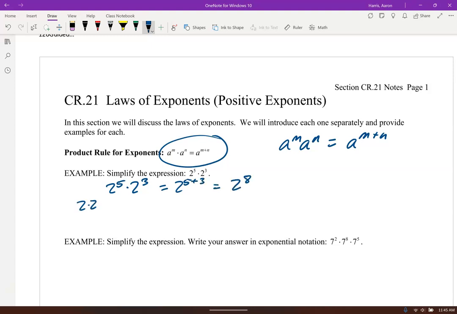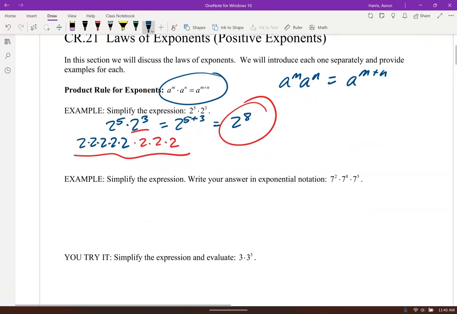Because there's 5 2's here, and then 2 to the third, there's 3 more 2's. So how many do you have total? 8 2's, right? So that's the product rule for exponents. Of course, they have to have the same base.